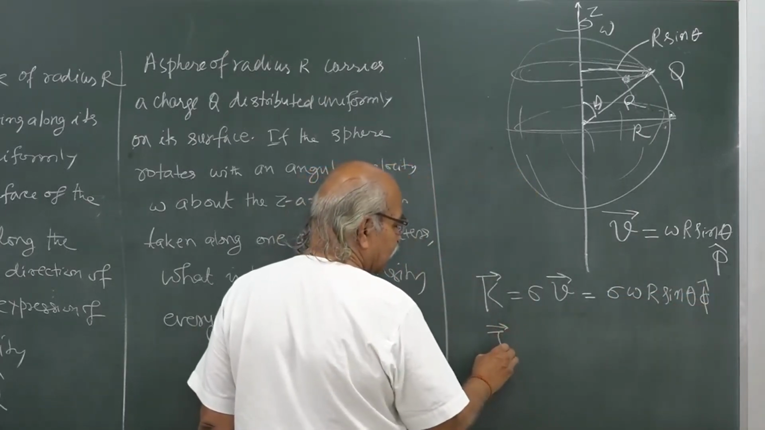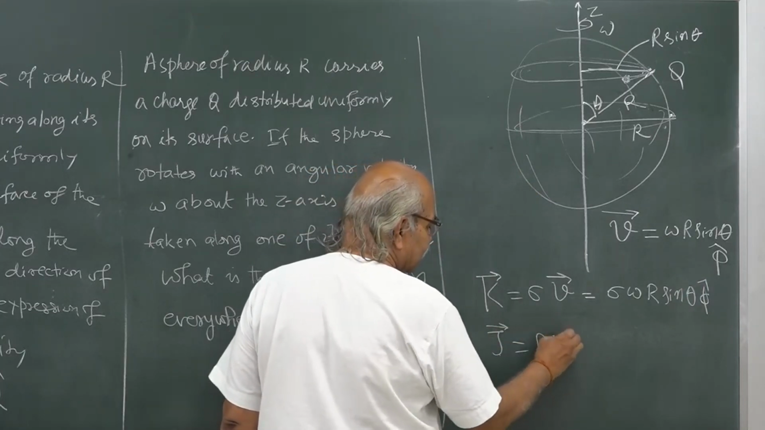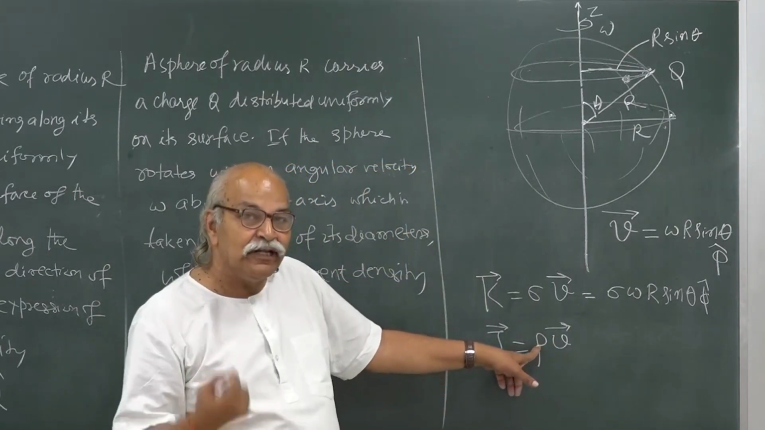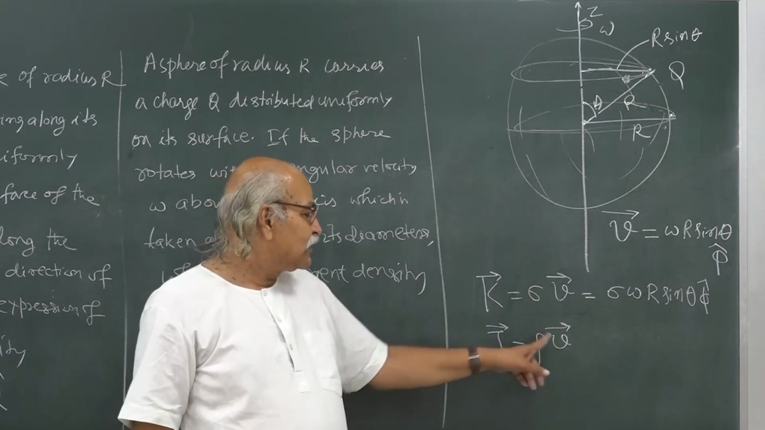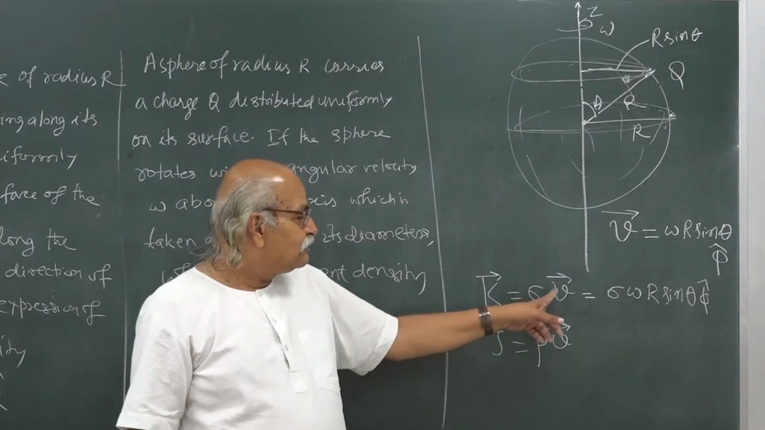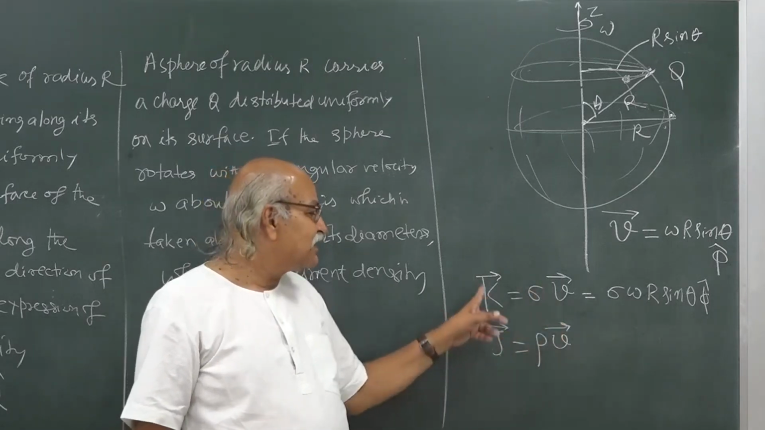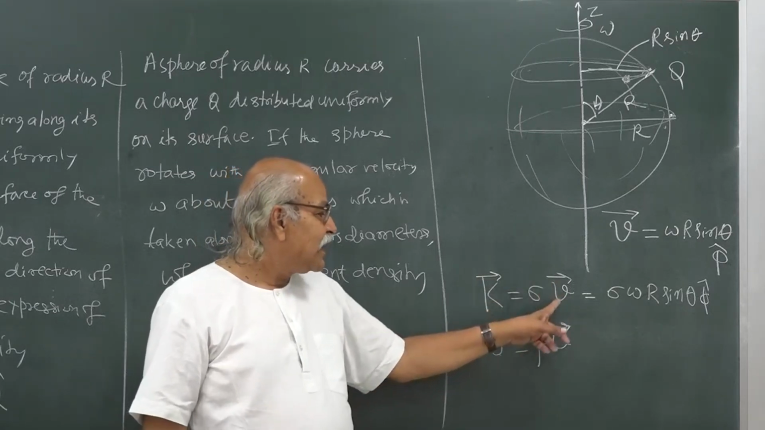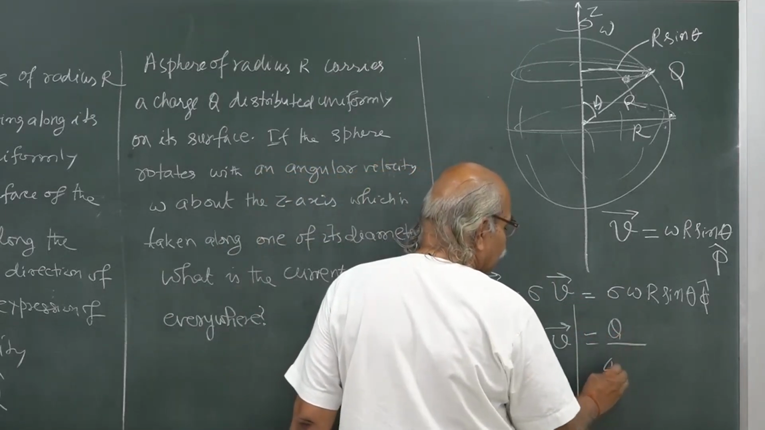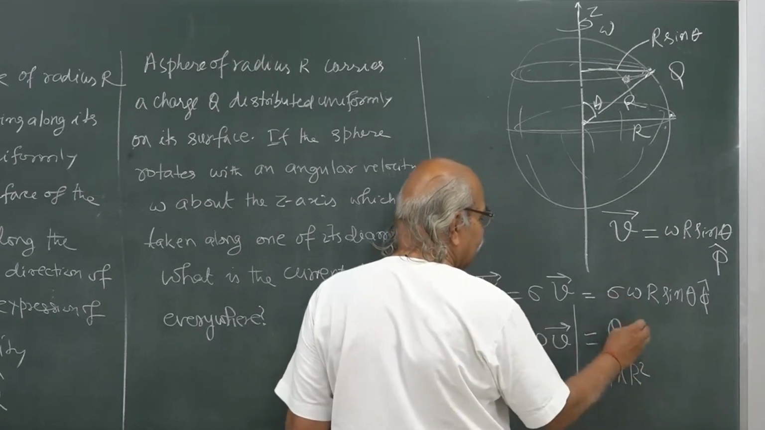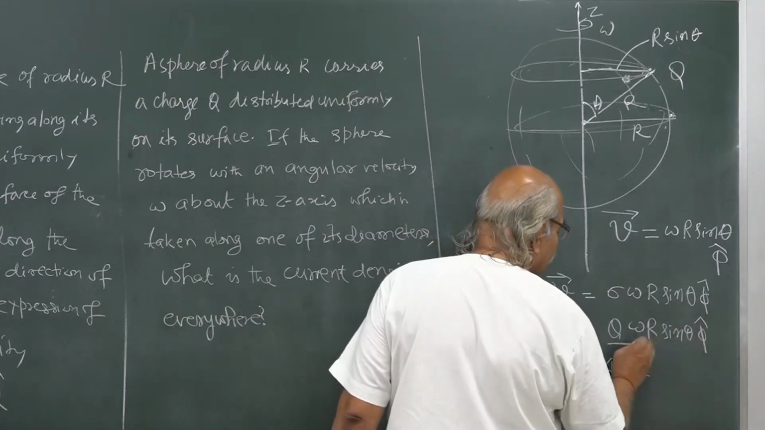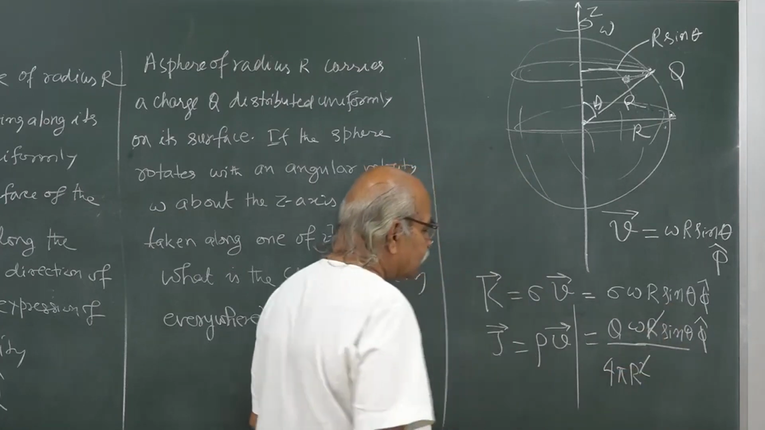J, volume current density, is rho times V. The volume charge density, per unit volume how much is the charge, that is rho, and then you get volume current density. And if you have surface charge density sigma and the velocity is V, then you get surface current density K is sigma times V, and hence, with sigma equal to Q by 4 pi capital R square, that is sigma omega r sin theta and then phi cap. One r you can cancel, and that is your answer.